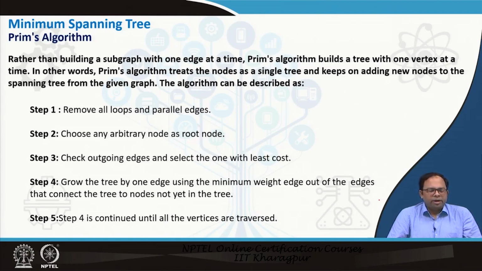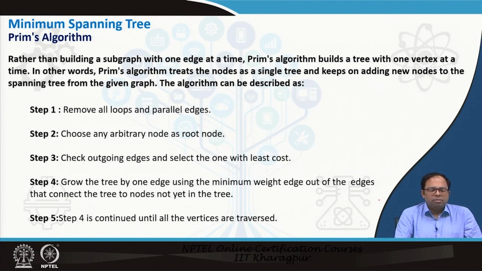For example, the first step is to remove all loops and parallel edges. That means we look at a graph and remove the loops and the parallel edges. This is more relevant when we have already done some iterations. There are some cases when we are returning back to the previous node, and that creates a loop, and that has to be avoided.